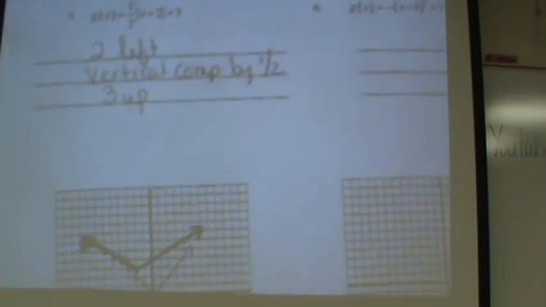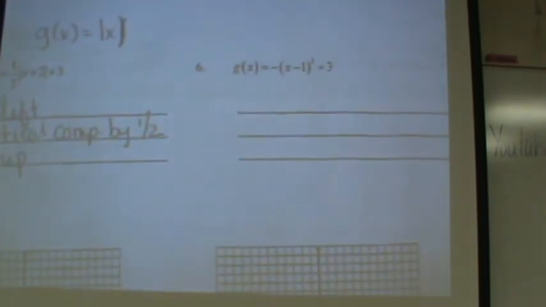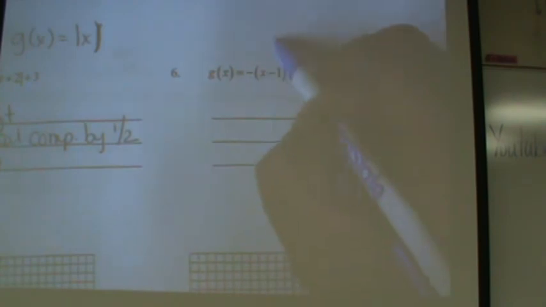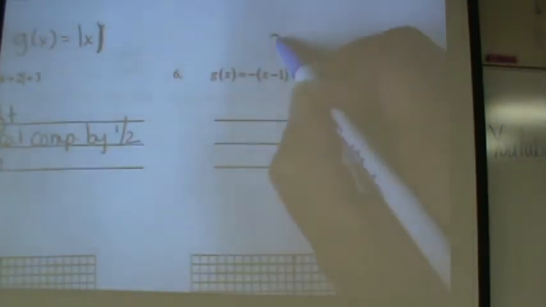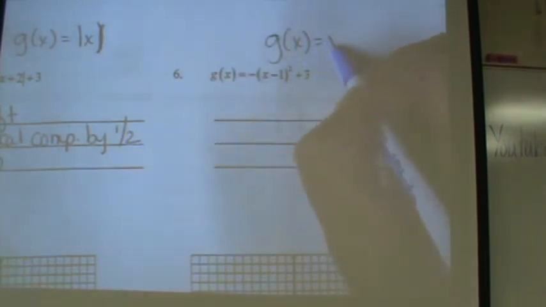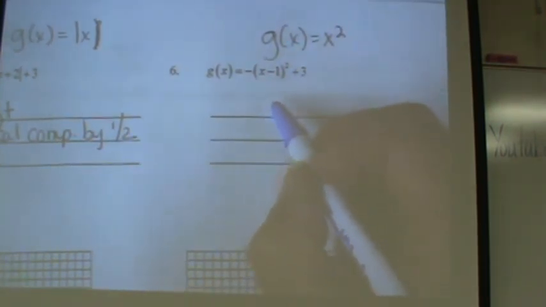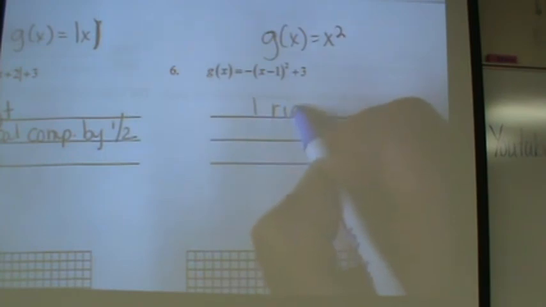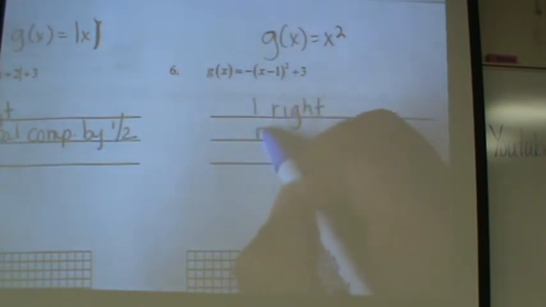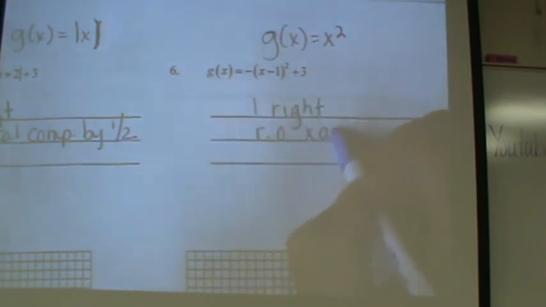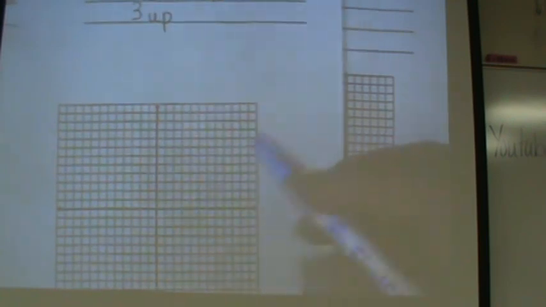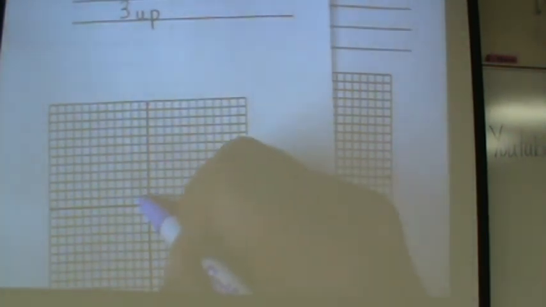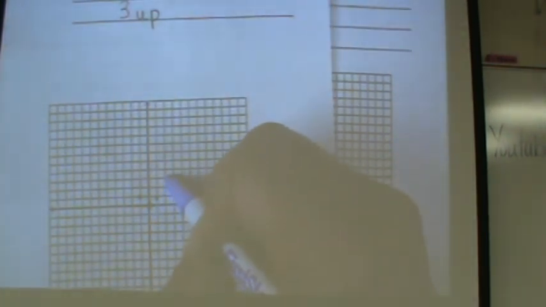And the last one, number 6. This is a g of x is equal to x squared. And this one is going to be 1 unit right. It's going to be reflected over the x-axis because of the negative, and 3 up. So for this one, your parent function, 0, 0, 1, the 2 1s, and then the 4.